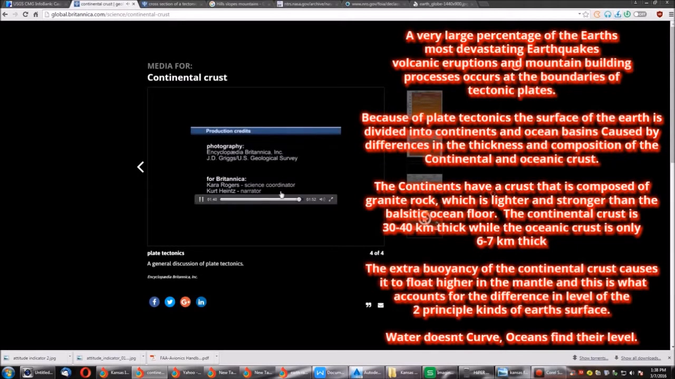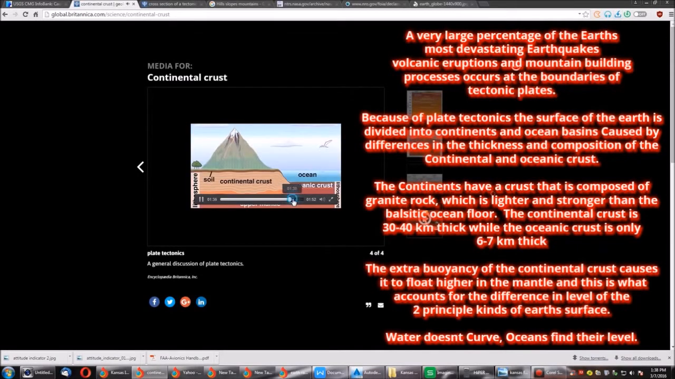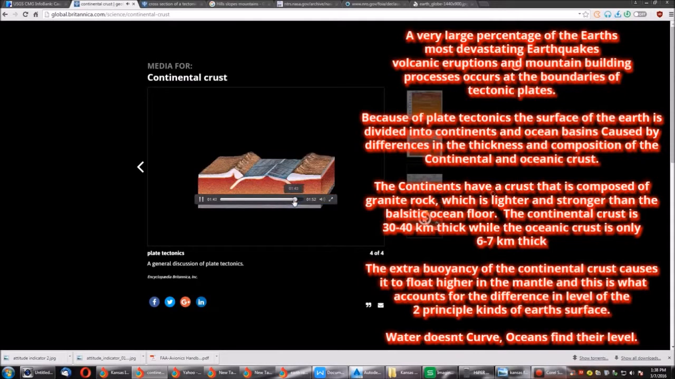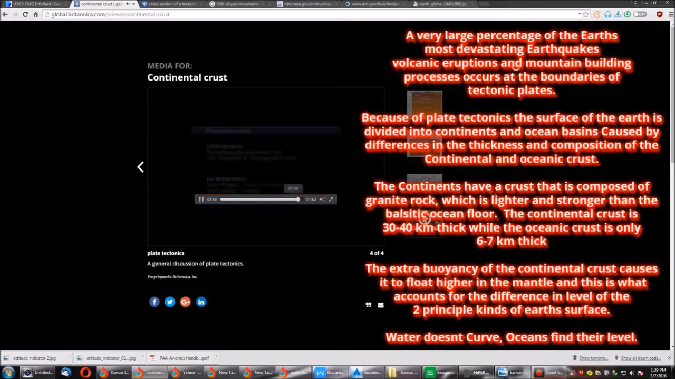Did you hear that? The extra buoyancy in the mantle, level of the two principal kinds. This is what accounts for the difference in level of the two principal kinds of Earth's surface. There you have it, folks.